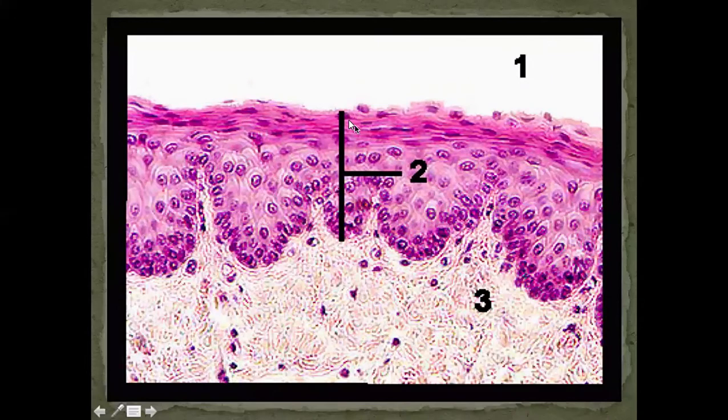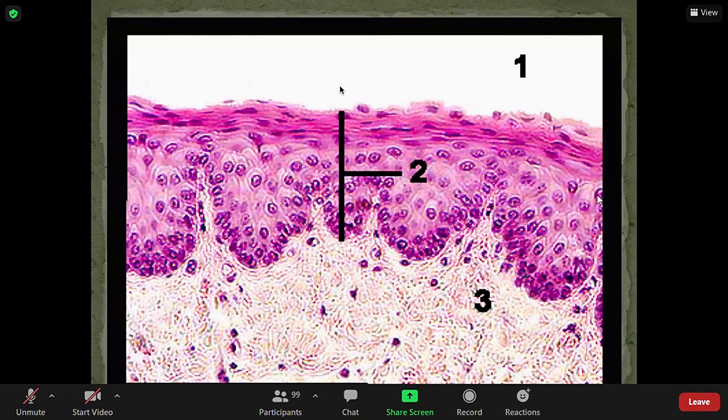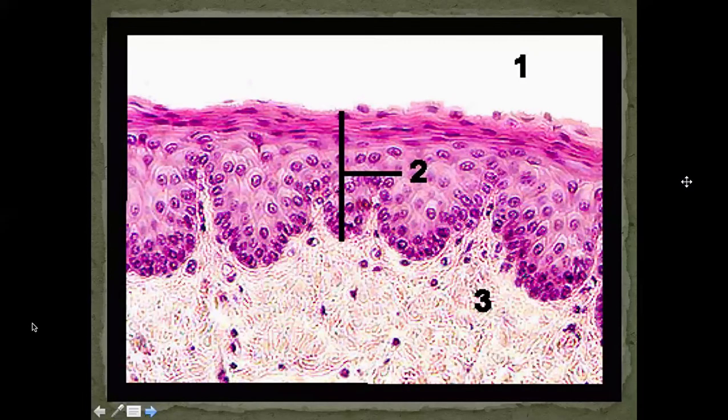Always the apical portion. So it is important that you know where the apical portion is, because if you don't know, it's quite difficult for you to identify or to name the epithelium. How about this one?